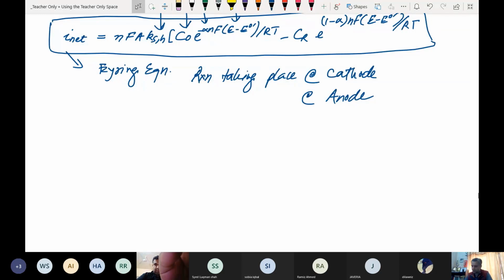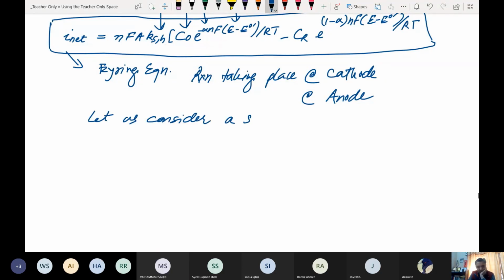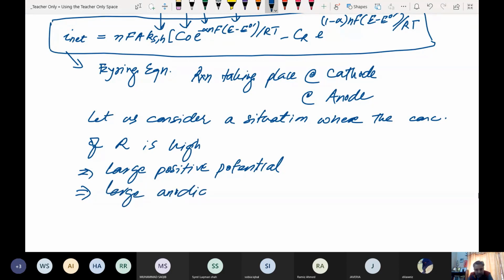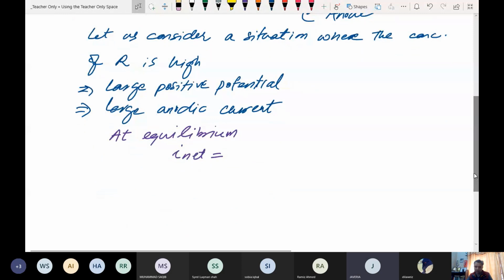Now let us take an example where the concentration of the reduced species, R, is very high, and we have a positive potential. It means a large positive potential, and this also implies that we have a large anodic current. Now at equilibrium, we already know that I net is equal to zero. So it will be zero.